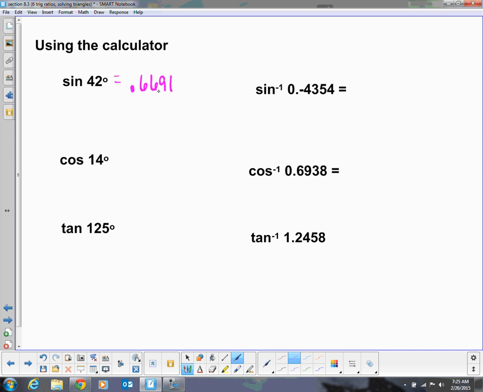Will you hit your mode key? Are you in radian or degree? Radian. That's why. Arrow over and get it into degree. Okay, so I want you to do cosine 14 with your calculator. Now you're going to hit the cosine key. Who doesn't have one? Okay, so in order to do your homework, you're going to have to buy a new calculator. Sorry.